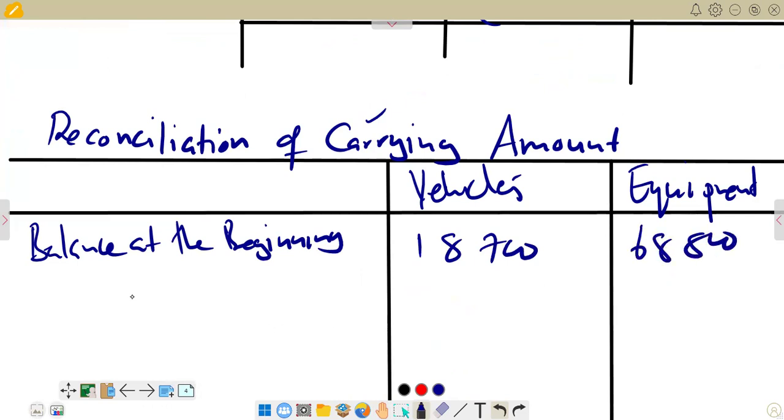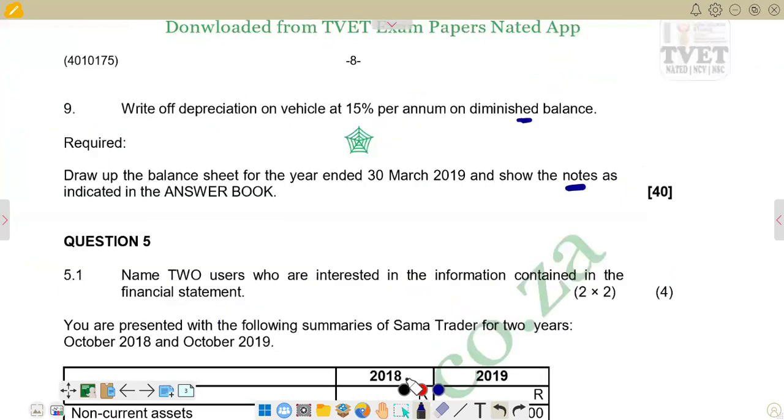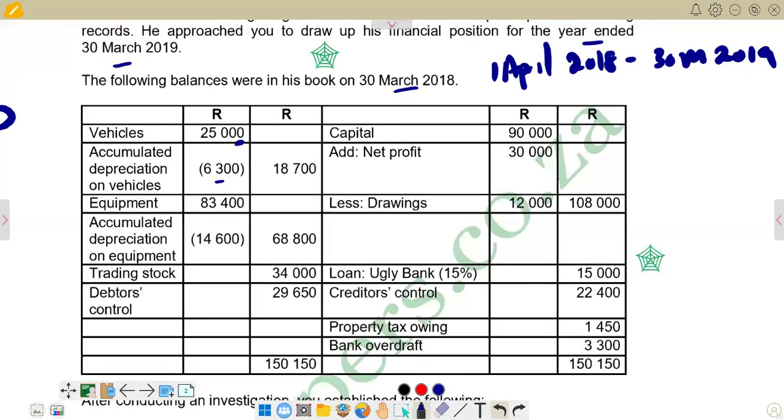Then from there, we are supposed to add any additions at cost. So you'd see that for additions at cost, vehicles, there was nothing that was purchased, nothing was disposed. So it's a dash, which means there's nothing. And then for equipment, remember we purchased equipment. We have got equipment that was purchased.